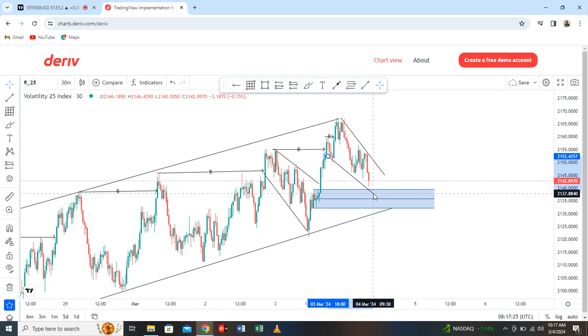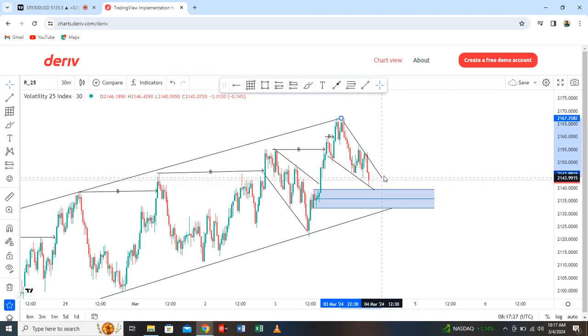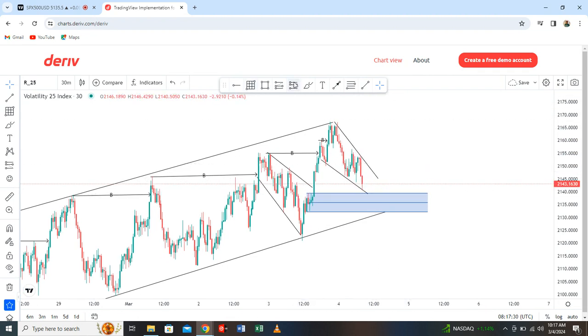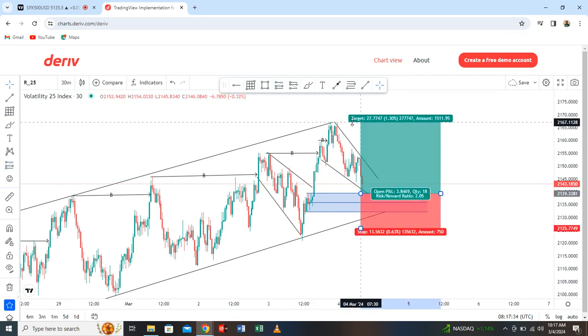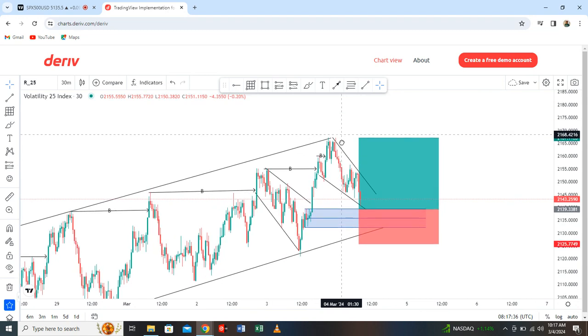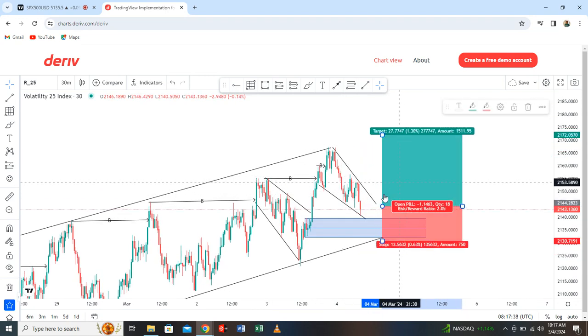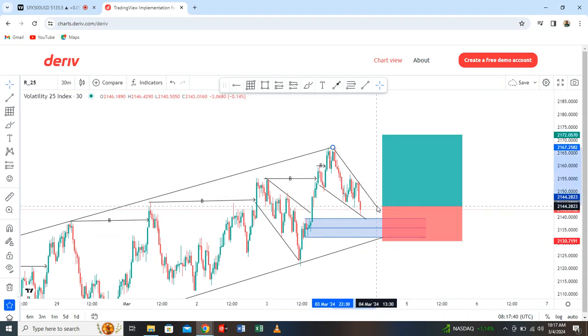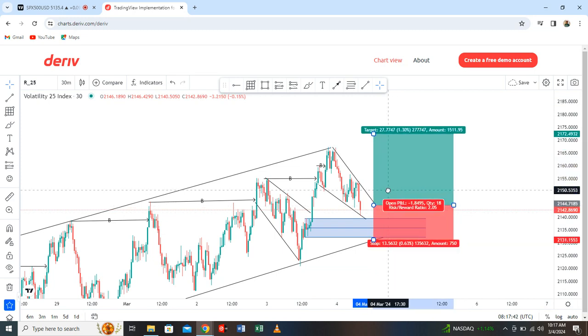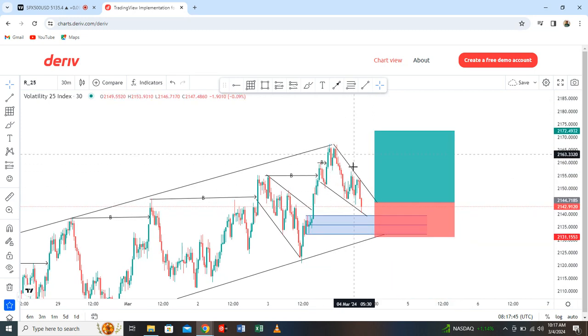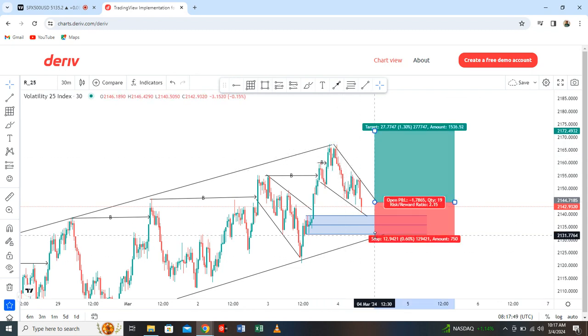So then I can get checked in on this one, but I'm not going to take an entry exactly on this order block. I'm going to take a reduced risk entry, meaning I'm going to take an entry when my top trend line, this trend line here, gets broken, guys. My stop loss is going to be below.